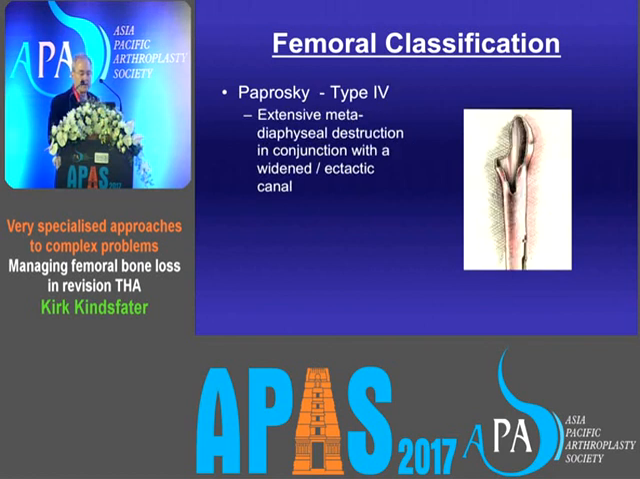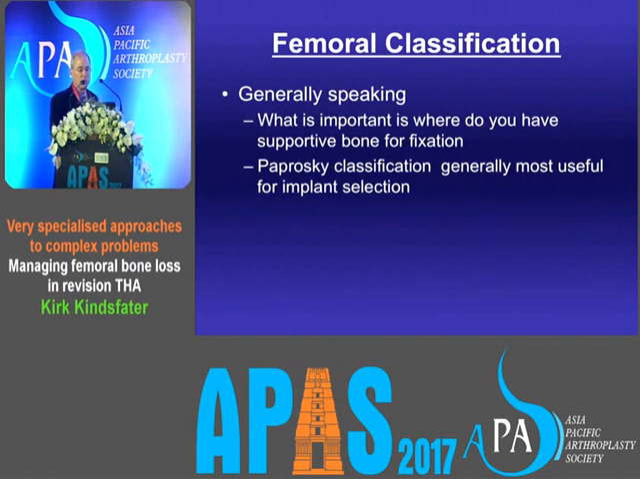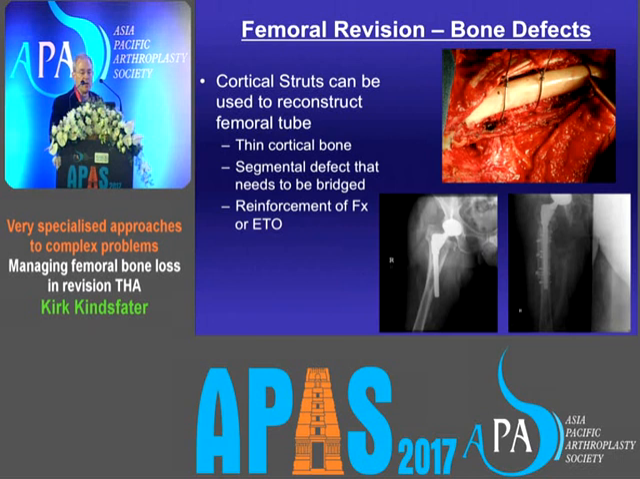And then the type 4, you really have minimal bone available for fixation, either proximally or distally, mostly because the canal distally is very widened and ectatic. And generally speaking, what's important is where do you have bone to gain support for your fixation? And the Paprosky classification is generally the most useful for implant selection because that's what it really turns out to be.